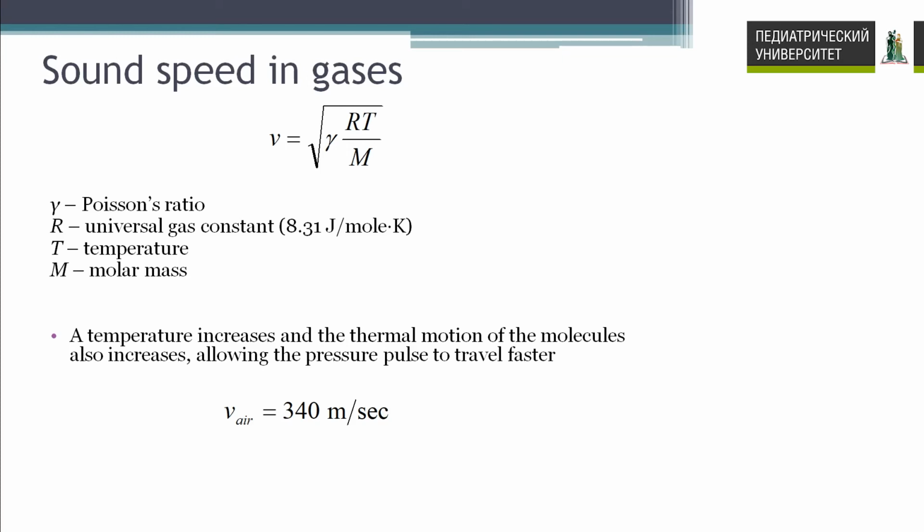This relationship is well reflected in the formula, which is highlighted on the slide too. You can see, gamma is Poisson ratio, R is universal gas constant. I see you know this number. T is temperature, not period, this is a temperature. And big M is molar mass. Don't forget about root. And I think all of you know that velocity of sound in air is 340 meter per second.